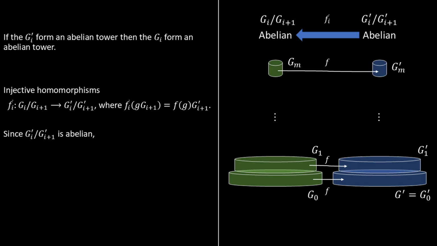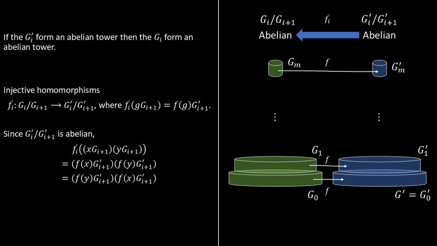Since G prime i mod G prime i plus 1 is abelian, f bar i of [x G(i+1)][y G(i+1)] equals [f of x G prime (i+1)][f of y G prime (i+1)] equals [f of y G prime (i+1)][f of x G prime (i+1)] equals f bar i of [y G(i+1)][x G(i+1)]. Hence, Gi mod G(i+1) is also abelian.